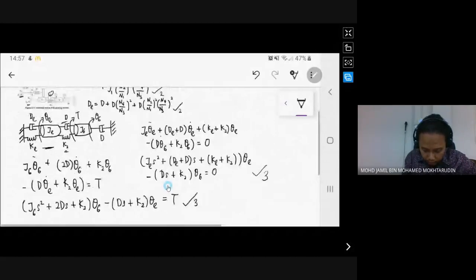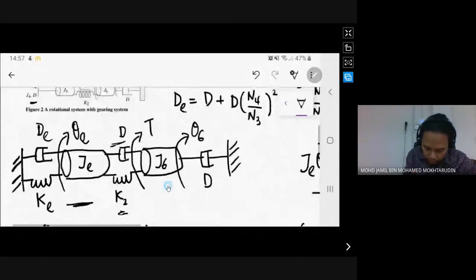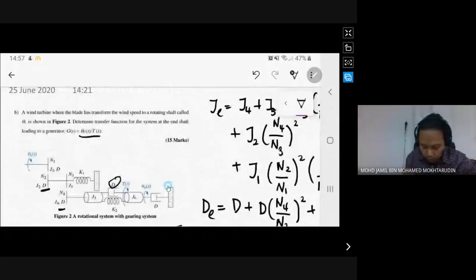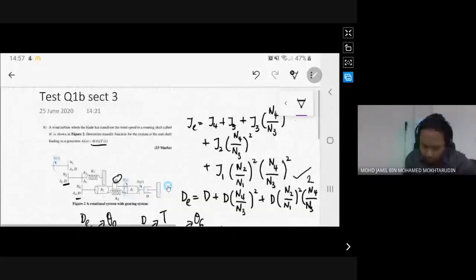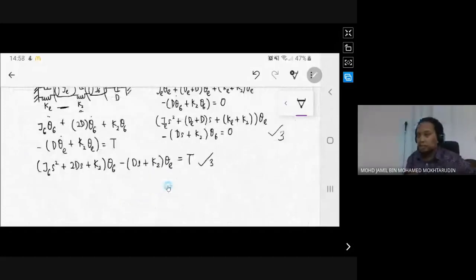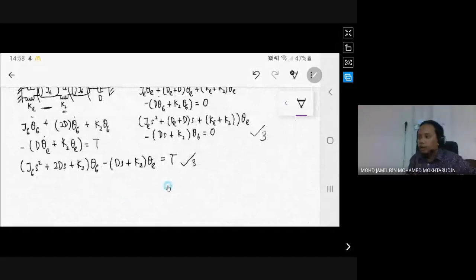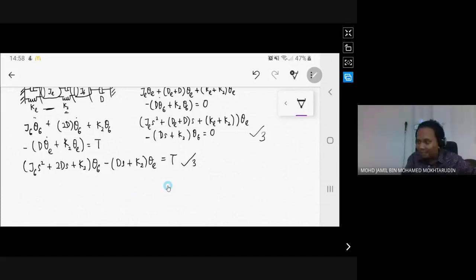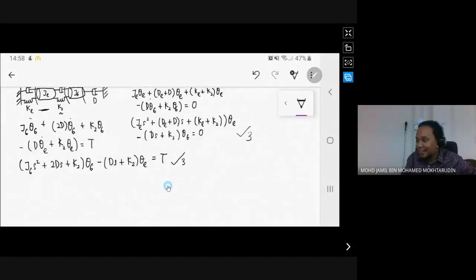Okay, and then the question asks you to calculate theta 6 over t. So you can write this equation in terms of matrix. Then you use Cramer's rule, but if you only write in terms of matrix, no marks. That is just working, workflow. Okay, and then you can calculate theta 6 over t.